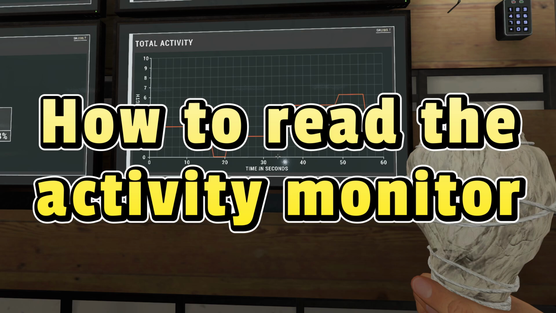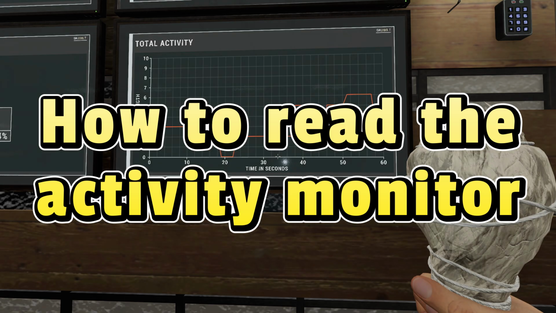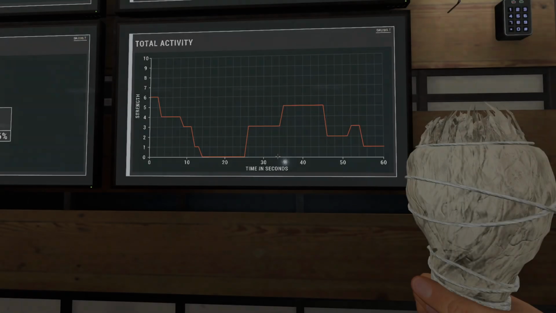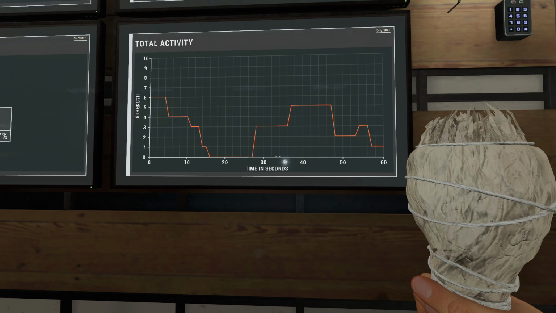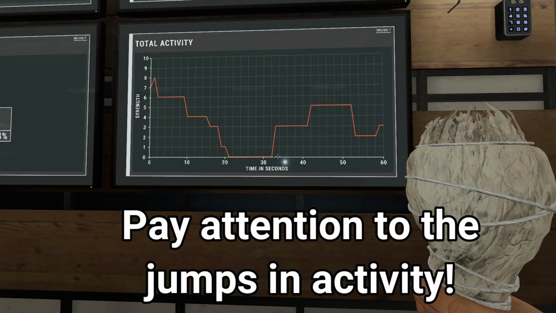Here are some tips on how to interpret the activity monitor in Phasmophobia. In general, the activity monitor is an approximation of the EMF value given off by interactions in the map. If different interactions are occurring within 20 seconds of one another, they will stack on top of each other. Thus, the total value of what is on the activity monitor is generally not of interest, but just the jumps between levels that are significant.